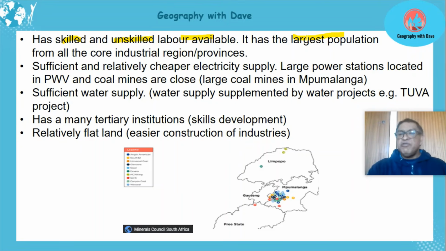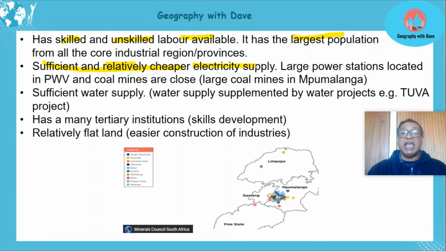Of course, it's not saying that there are no specific skills that would require somebody from the outside. That happens everywhere. Labor is sufficient and relatively cheap. I'm using the words relatively cheap, remember, compared to other regions, we'll talk about it later.